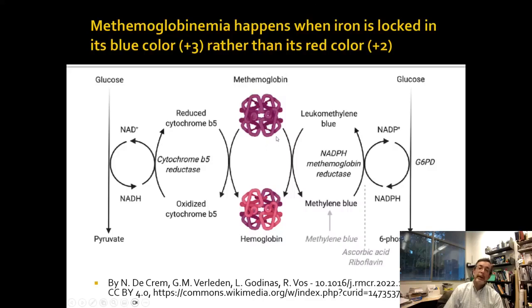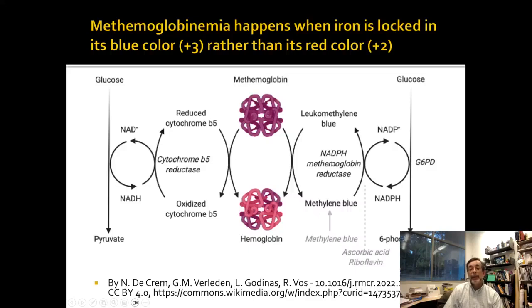What do you do if a patient has too much methemoglobin, iron in the +3 condition? Well, your body normally will use cytochrome and it will use NAD to be able to convert it back from methemoglobin to hemoglobin.